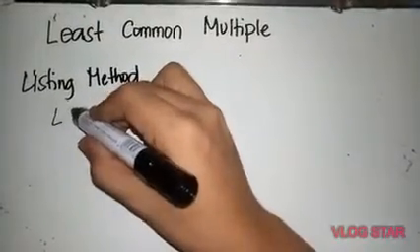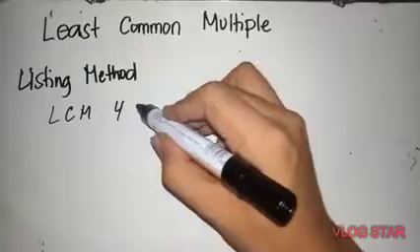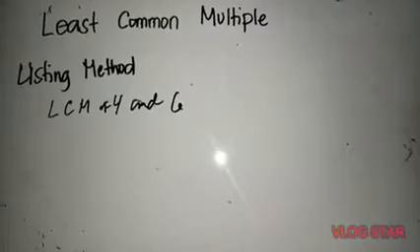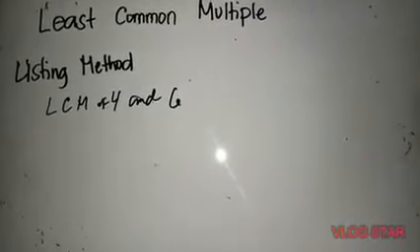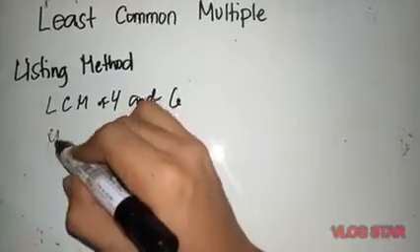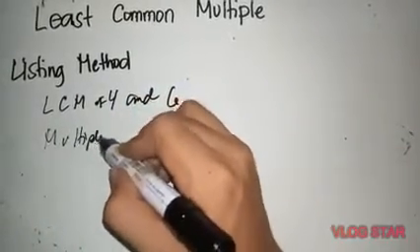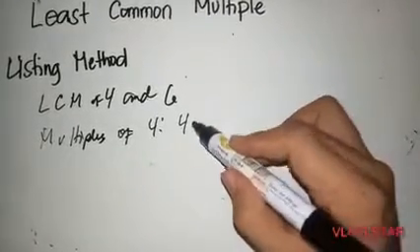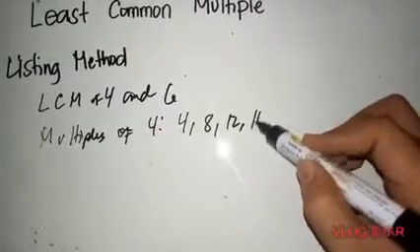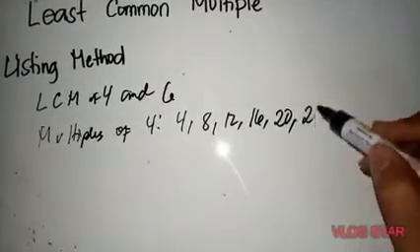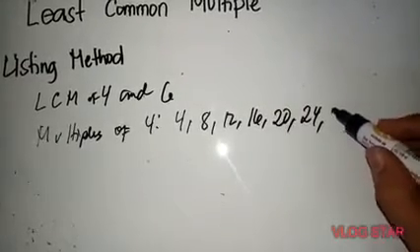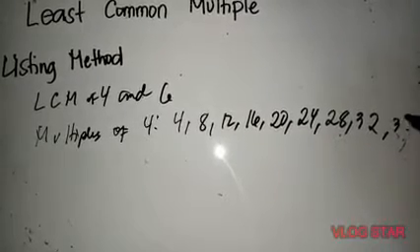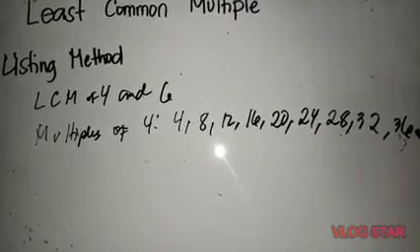So let's start with the LCM of 4 and 6. The first thing that we're going to do is to list the multiples of 4 and 6. So let's start with the multiples of 4: 4, 8, 12, 16, 20, 24, 28, 32, 36. Then let's end with 36.